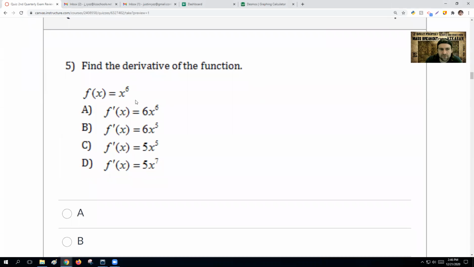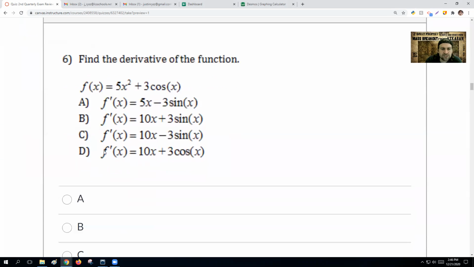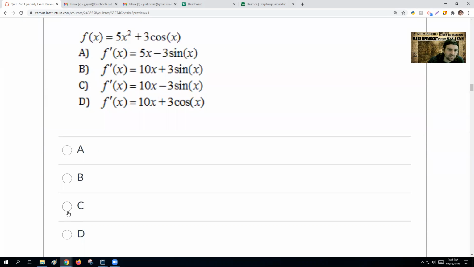Find the derivative. All right, we know that's some basic power rule. We multiply the 6 times the 1 in front, drop it down a power, so that would be B, 6x to the 5th, piece of cake. Find the derivative of this one. We can treat them separately. First off, 5x squared would go to 10x, and the derivative of cosine would be negative sine, so it should be 10x minus 3 sine of x, so that's choice C.